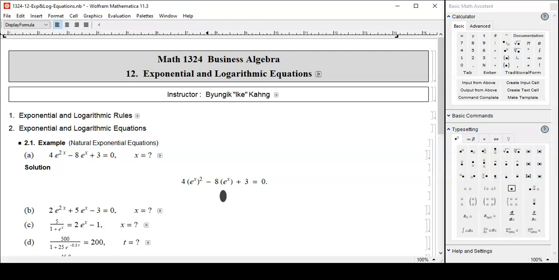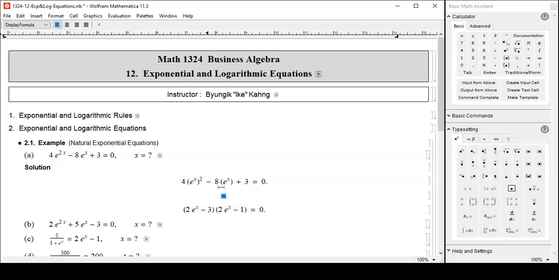How to solve this? 2e to the x power minus 3, 2e to the x power minus 1. Is that it? 4, 2, negative 6. I think this is it. Not sure, then you can always do this.